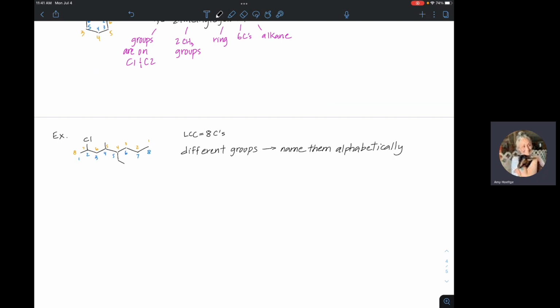So it behooves you to actually realize what the names of these different substituents are. And we're going to give each one of those a different numbered carbon because they're all on different carbons, right? So we're going to name them alphabetically, giving the lowest numbers possible.